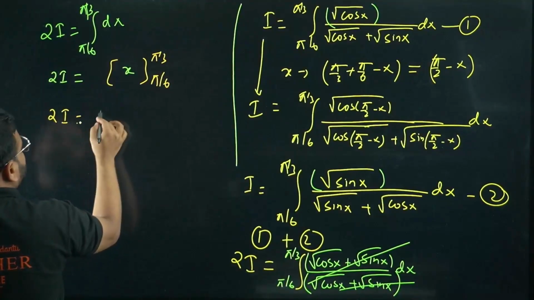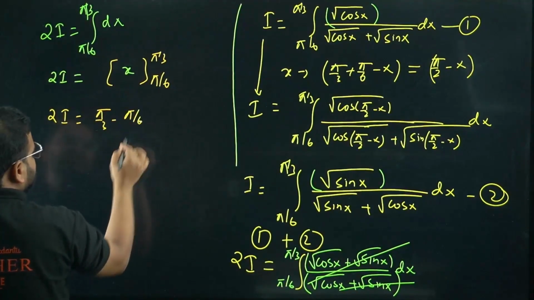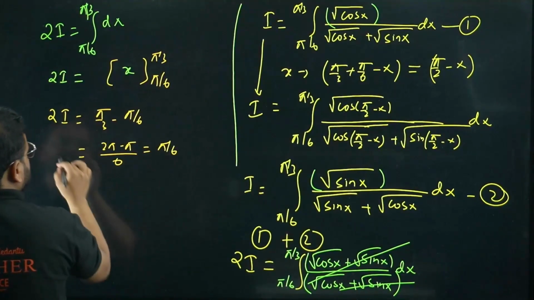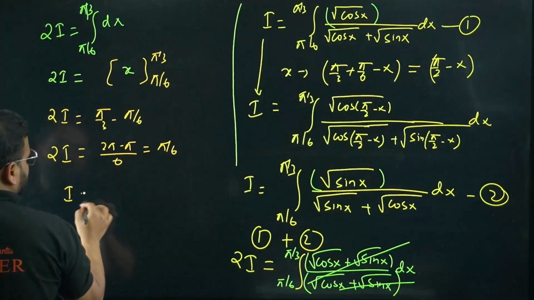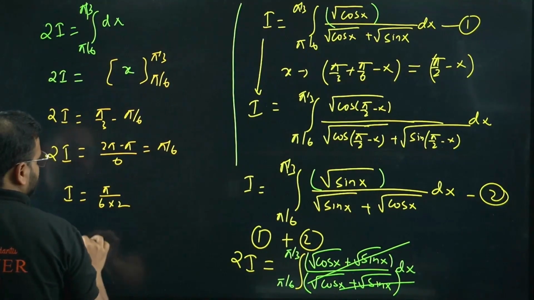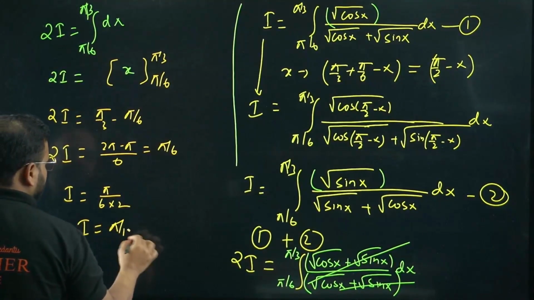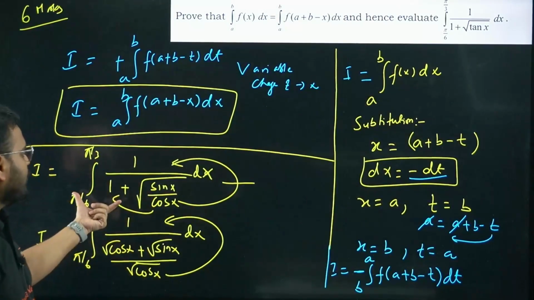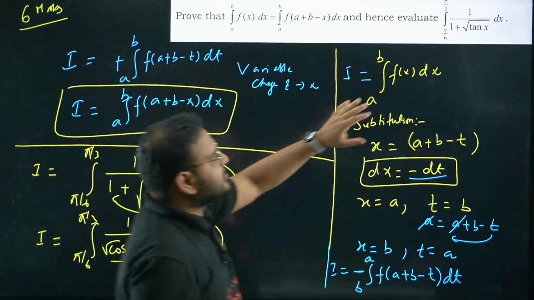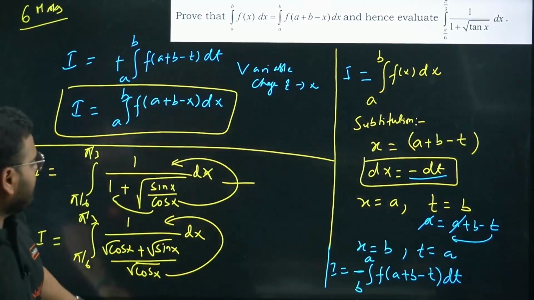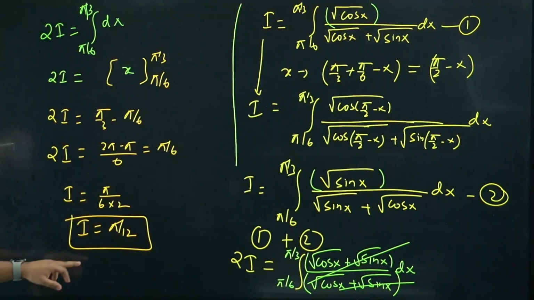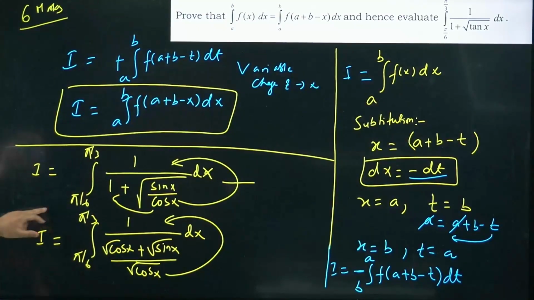So 2I equals to pi by 3 minus pi by 6. LCM is 6. 2 pi minus pi. I get pi by 6 as 2I. My I will become pi by 6 into 2. I will become pi by 12. This is my integration value. We are looking for the value of this integration only, no? And we got that as pi by 12. Have a look. This I is turning out to be pi by 12. Is that clear? I hope this is. Moving on to the next question. Before that, please have a look.